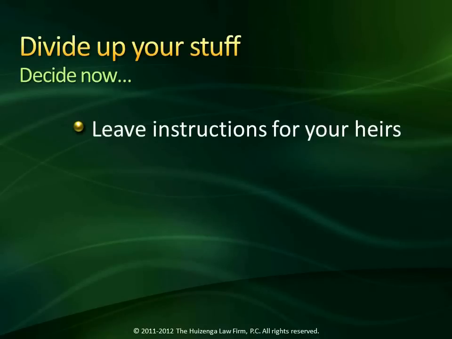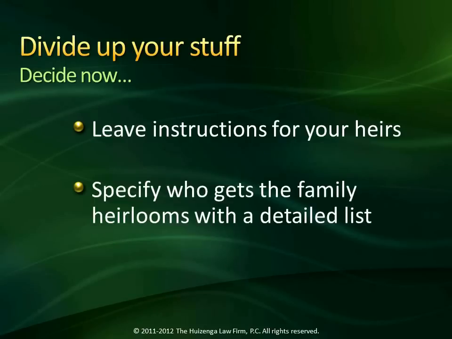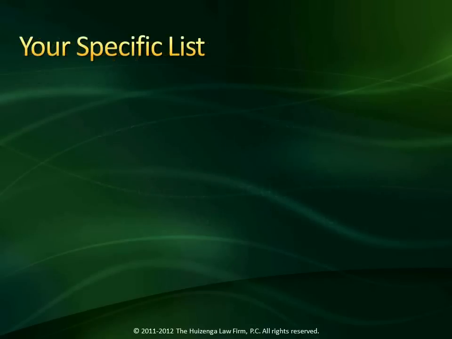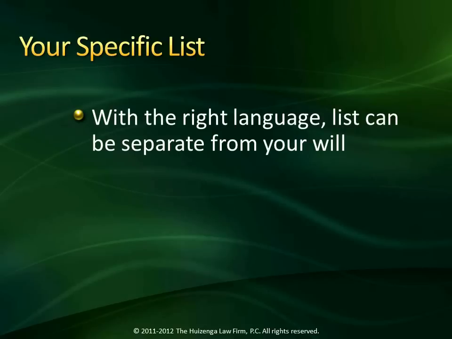Decide ahead of time if each of your children should get an equal share. Decide who should get the farmland, or if the farmland should be split up between your kids. Make a list of items that should go to each of your heirs. And you can make that list separately from your will, correct? If your will contains the right language, yes. That's called a personal property memorandum.